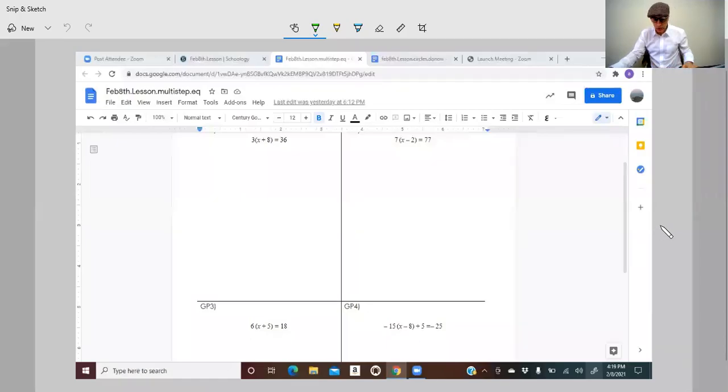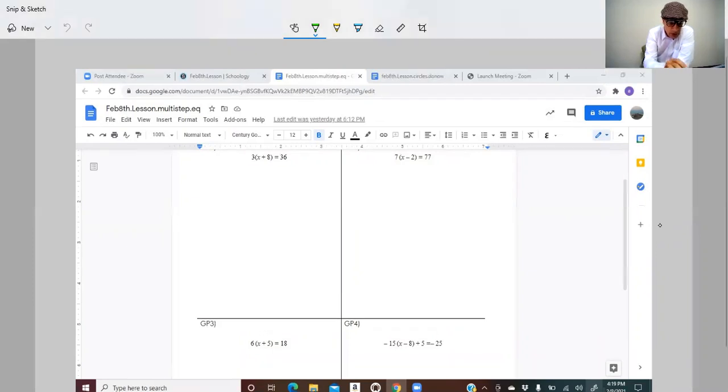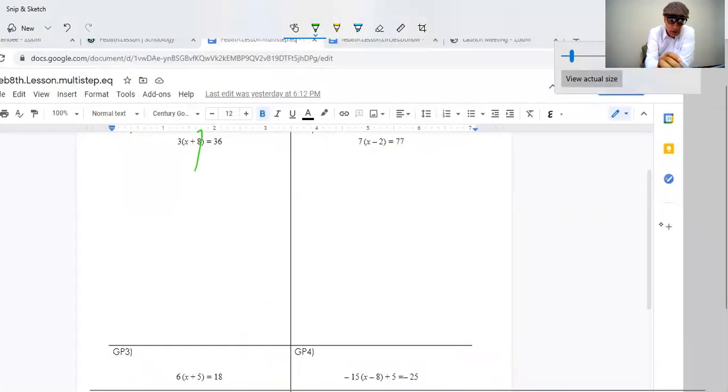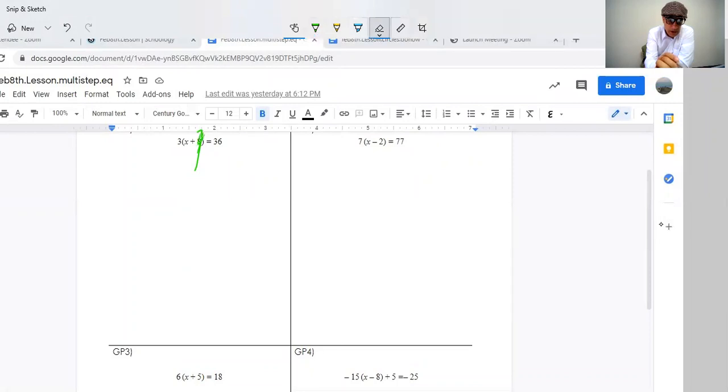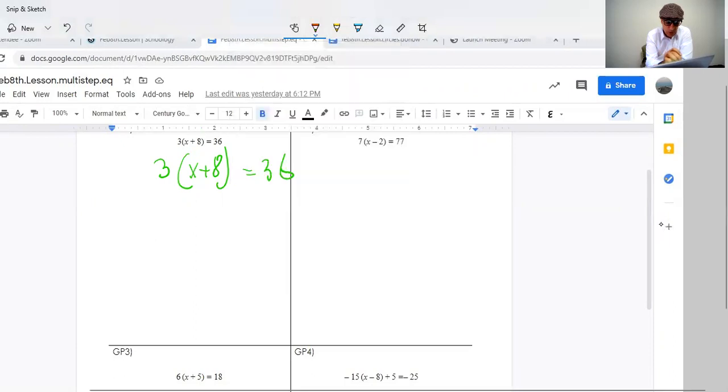All right, guys, this is the lesson we did today. We solved multi-step equations, and we have here 3 with the parentheses. So we have 3 parentheses, x plus 8 equals 36. The first step is to get rid of the parentheses by using the distributive property.